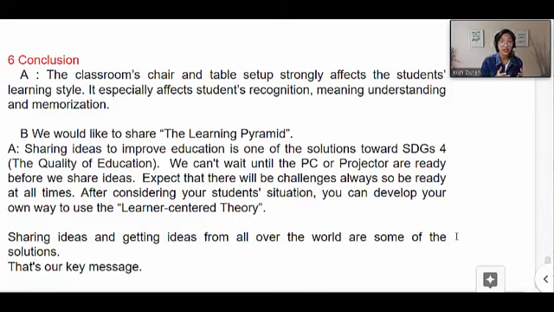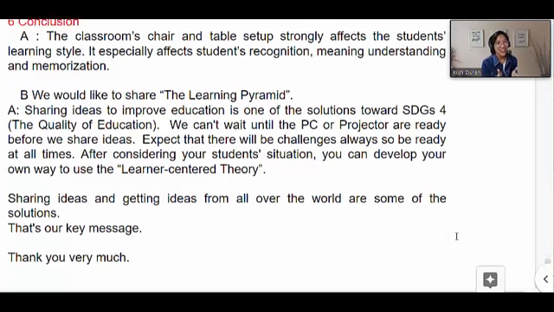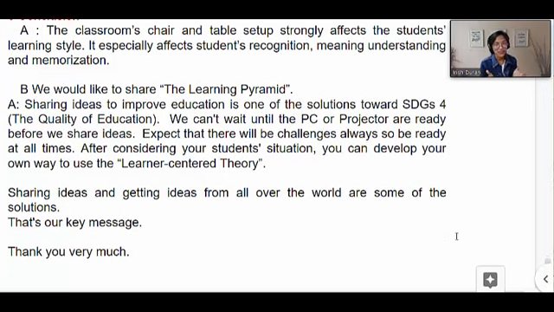the quality of education. We can't wait until the PC or projector are ready before we share ideas. Expect that there will be challenges always, so be ready at all times. After considering your students' situation, you can develop your own way to use the learner-centered theory. Sharing ideas and getting ideas from all over the world are some of the solutions.